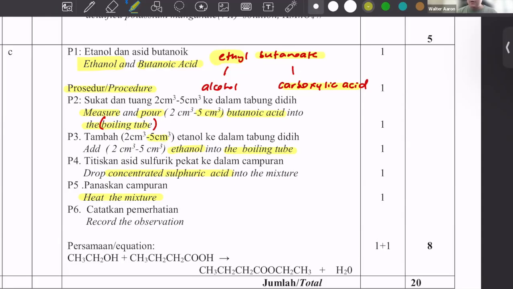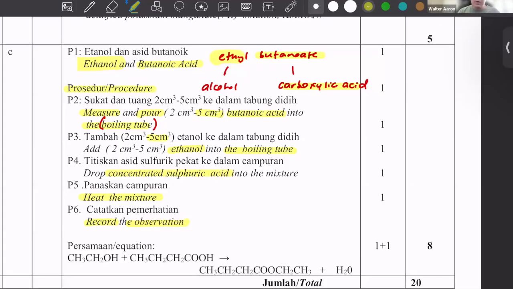How you know is that there's no color change. What you can do is smell it slightly from the test tube's mouth. The fragrance of pineapple essence will come out. So there's a fragrance there, it smells a bit like pineapple. That's when you know you have successfully created the ethyl butanoate ester. Okay, then the last one, we just record the observation.